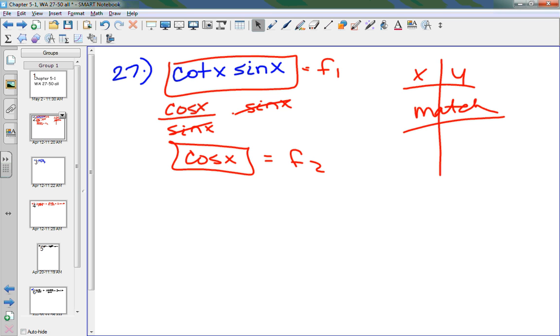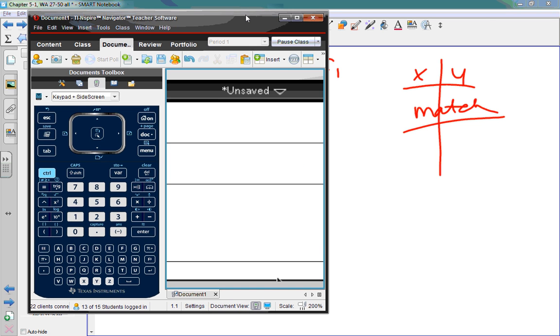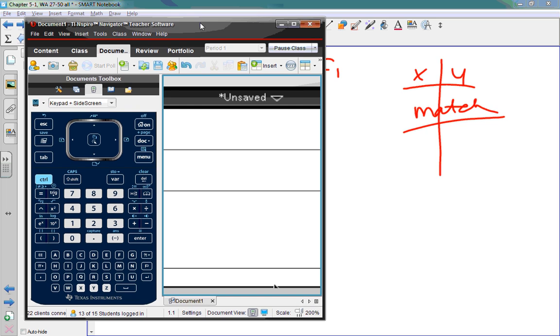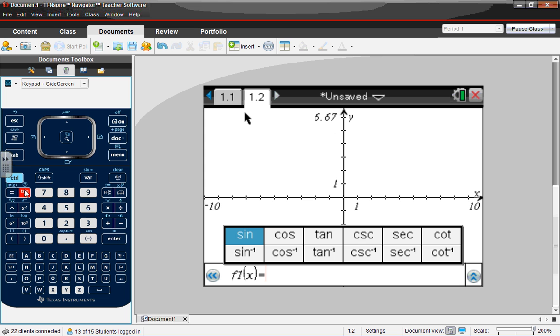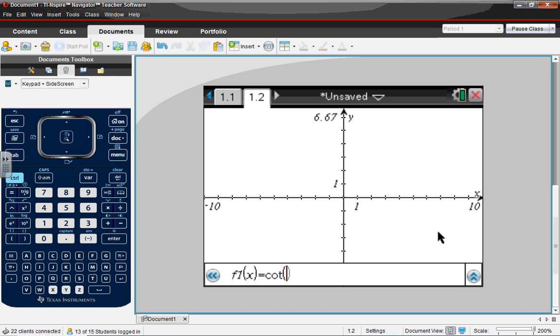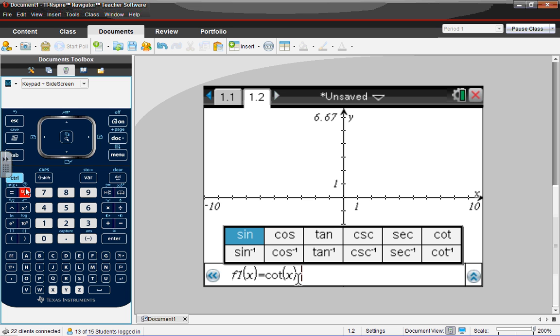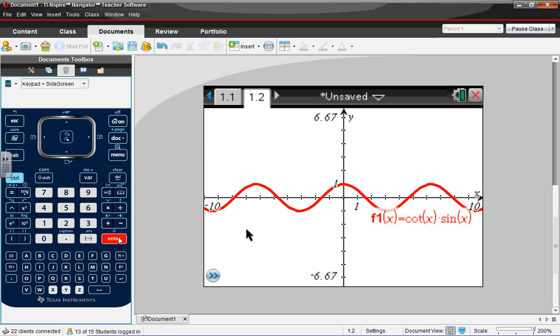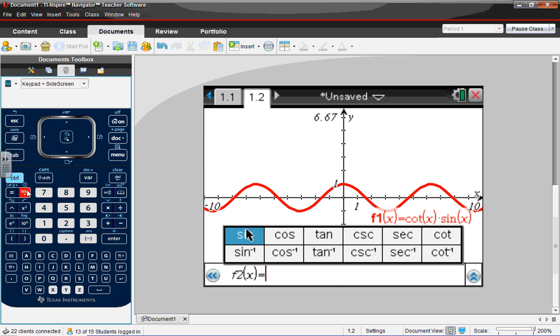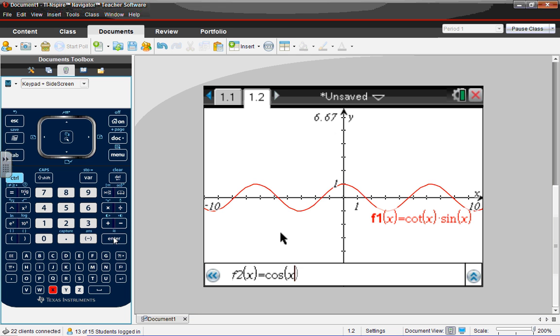What I want you to do in here is simply add a new page, I want a graphs page, and I'm going to put in here the cotangent of x times the sine of x, and hit enter. And then I'm going to do cosine of x, and hit enter.